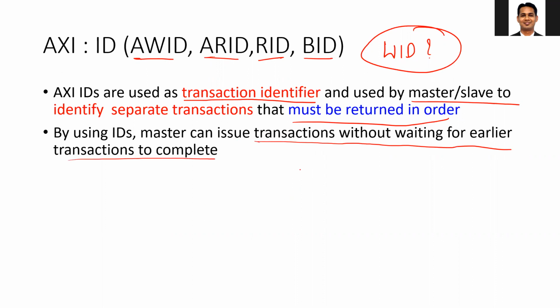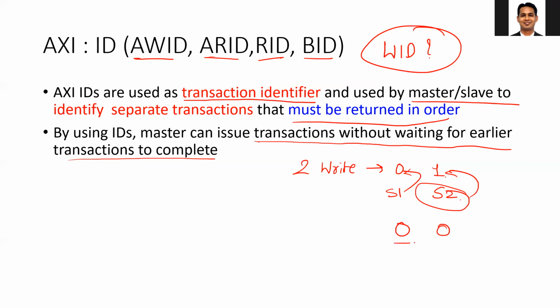So when the master sends two write transactions, one with ID 0 and one with ID 1, say this is given to slave 1 and this is given to slave 2. There is a possibility that since slave 2 was free, it will complete its transaction first and then slave 1 completes. But when the master sends two transactions with the same ID 0, there is a requirement that this one should be completed first and only then this one.